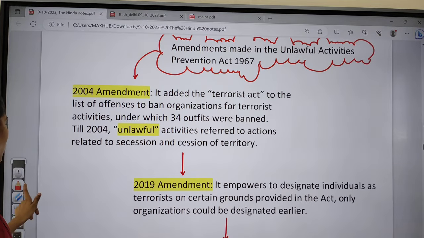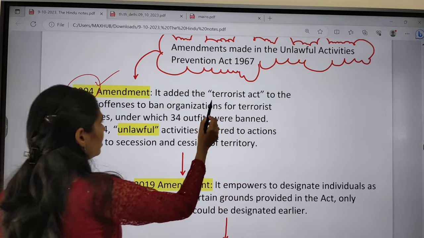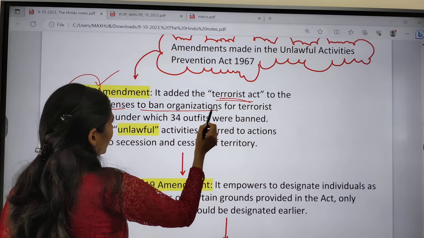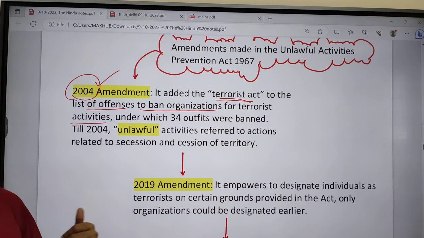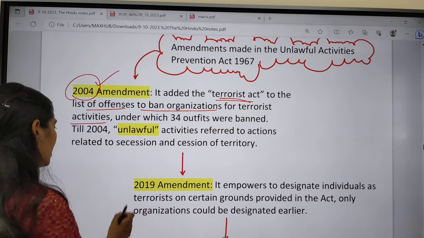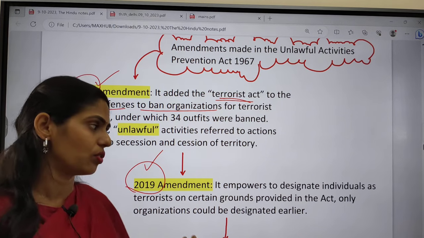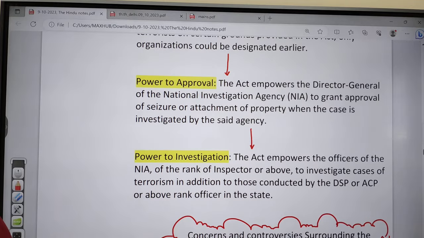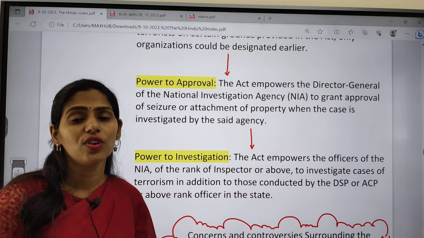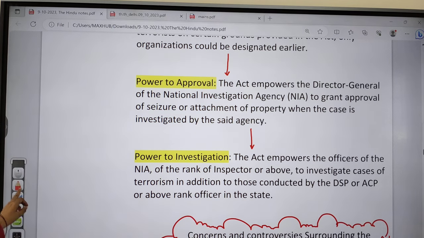And if you are talking about the amendments made to the Unlawful Activities Prevention Act of 1967, in 2004 we came up with an amendment which added the Terrorist Act to the list of offenses, to ban organizations for terrorist activities. Under this, around 34 outfits were banned. And in 2019 we also came up with an amendment. From now onwards, we can designate an individual as a terrorist, and also an organization. Earlier we could recognize only organizations as terrorist, but because of the 2019 amendment, we can now also designate a person as a terrorist. And it is also providing the power to approval.